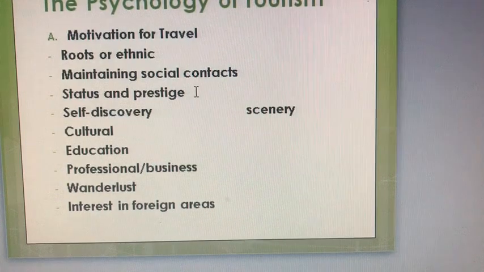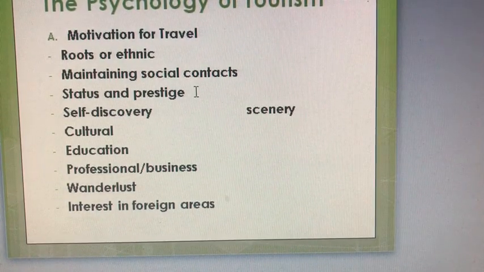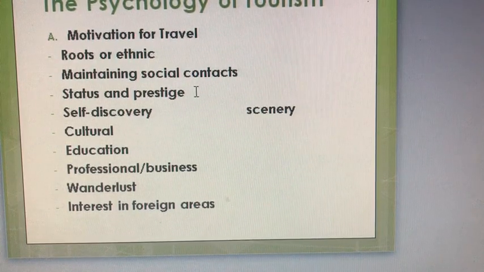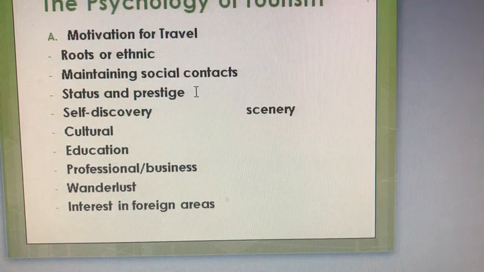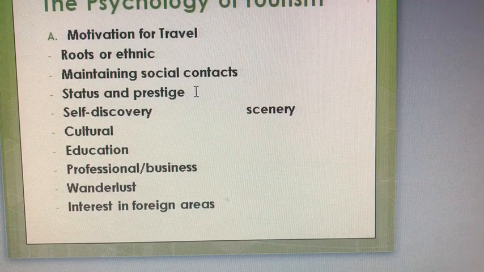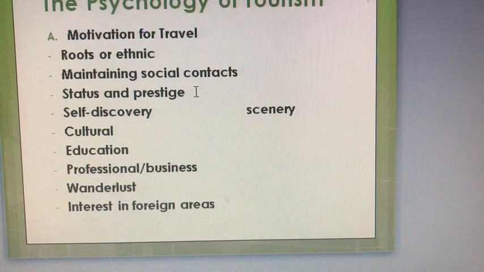Next, we have cultural. For cultural, this is when you have interest in the historical, artistic, and heritage aspects of one's destination. You have the desire to see and know more about other cultures, to find out about the natives of a country. So yan, cultural. Yung mga mahilig sa history, you happen to visit yung mga historical places. That is one of the reasons why many people travel.